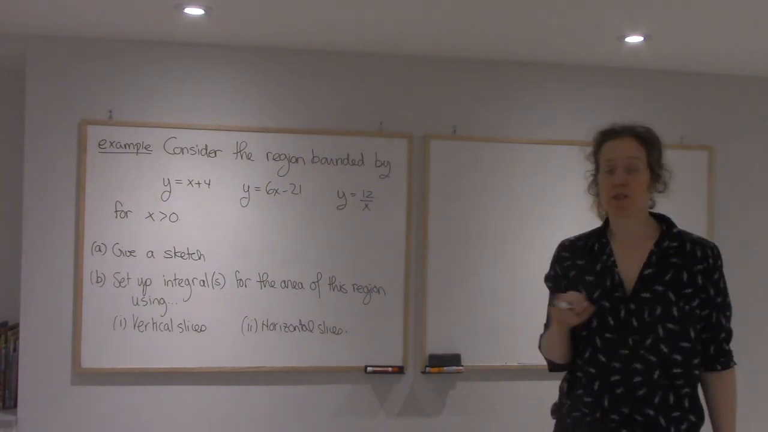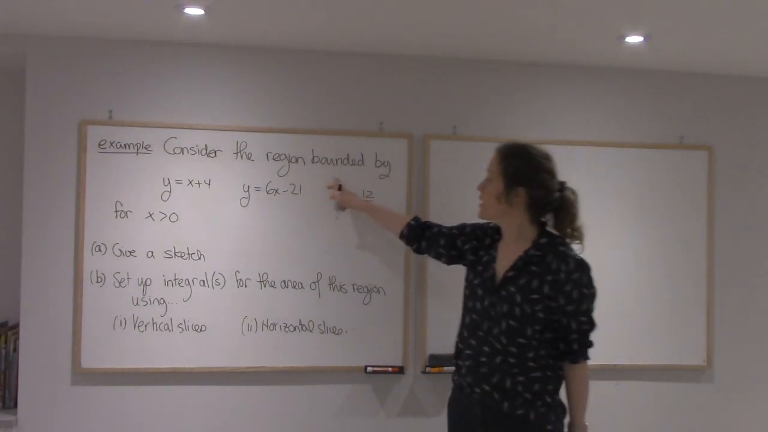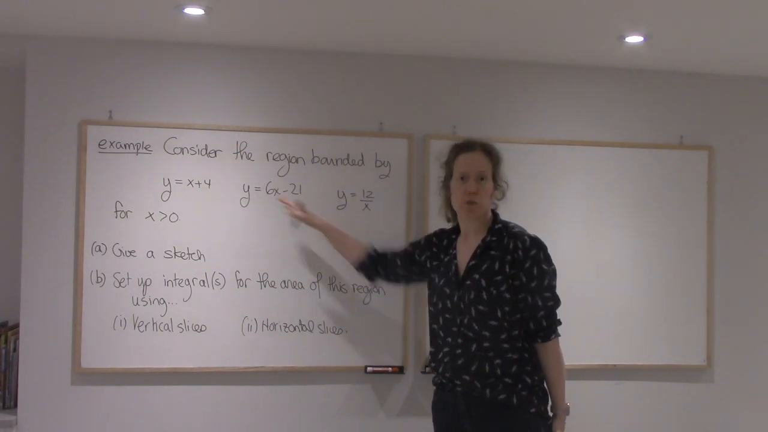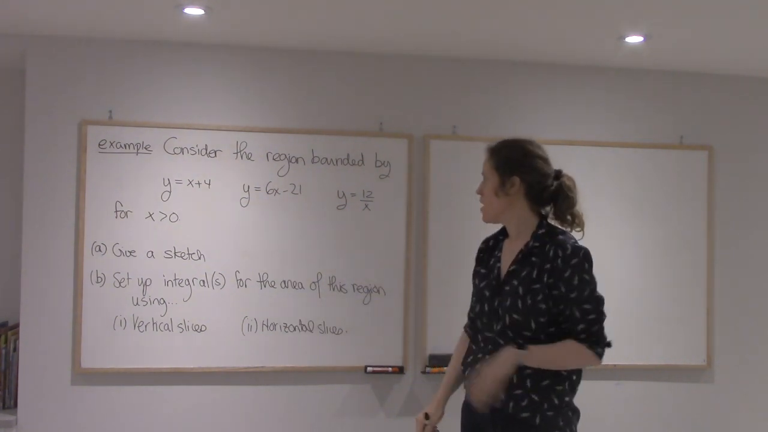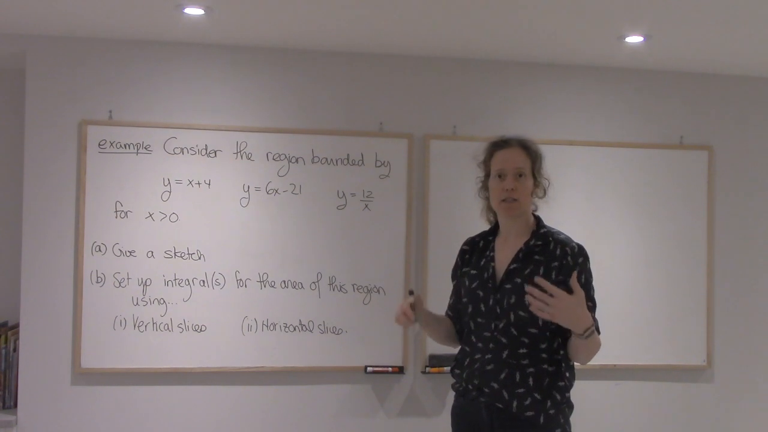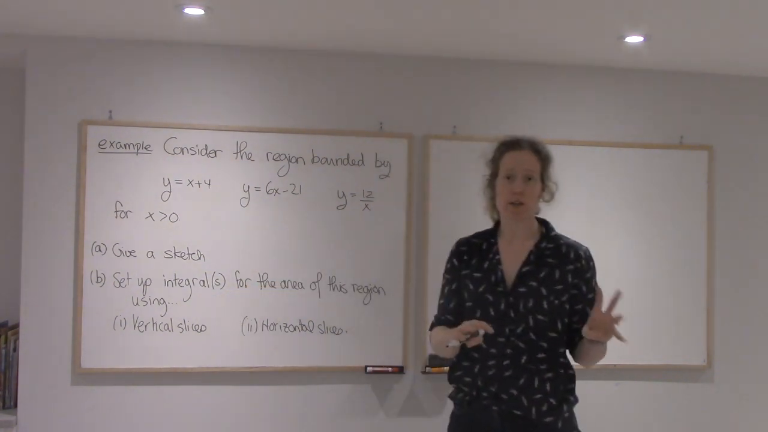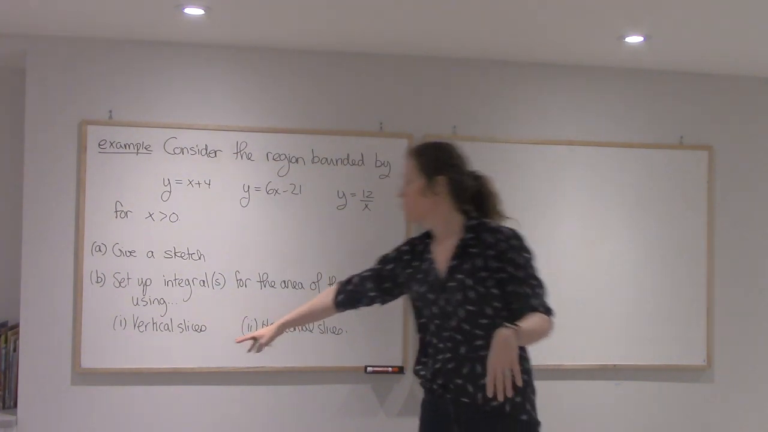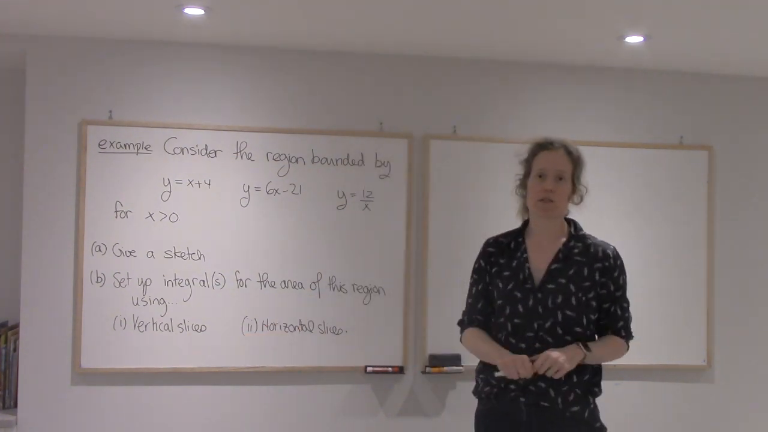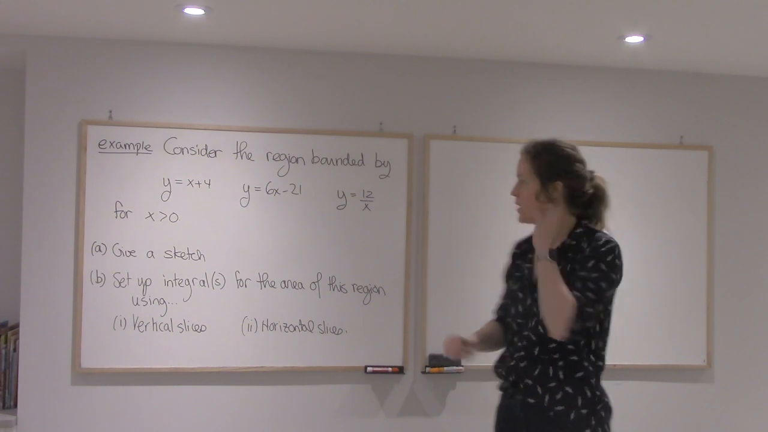In this video, we'll solve this question. We'll look at the region bounded by these three curves with x positive and give a sketch of the region, set up integrals for the area of this region using both vertical slicing and horizontal slicing. All right, so let's start.